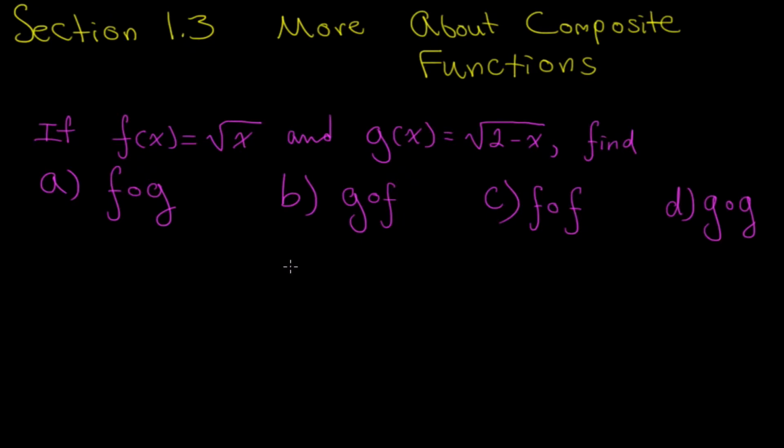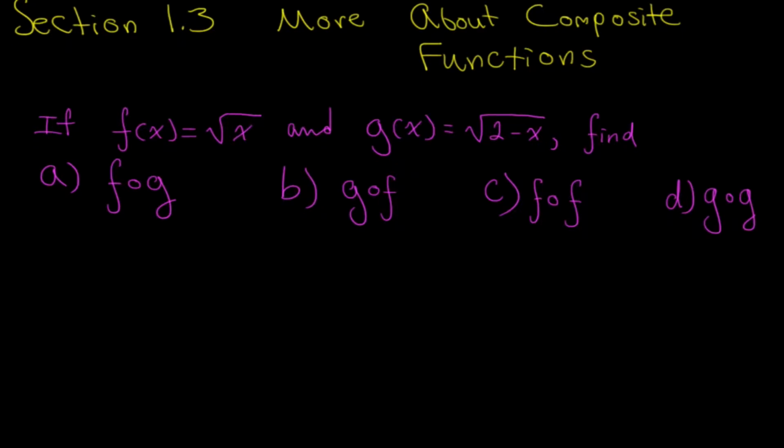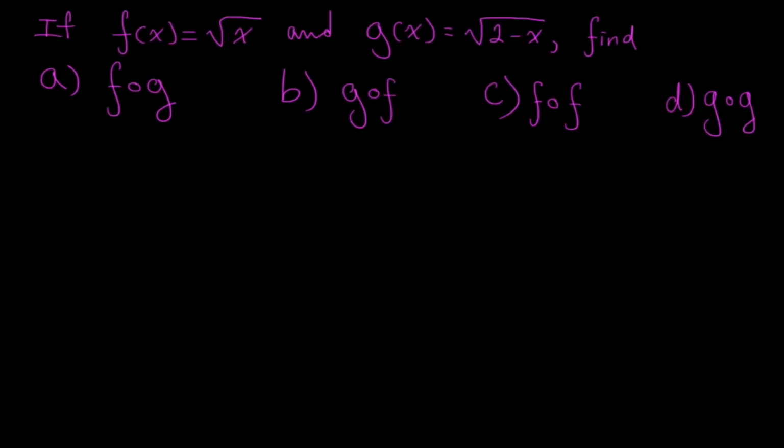Right, so this is an additional video on the topic of composite functions, and I'm just going to do two examples from the book. This first example says if f of x is equal to square root x, and if g of x is equal to square root 2 minus x, find f of g, g of f, and g of g. Alright, so the first two look easy because they look familiar.